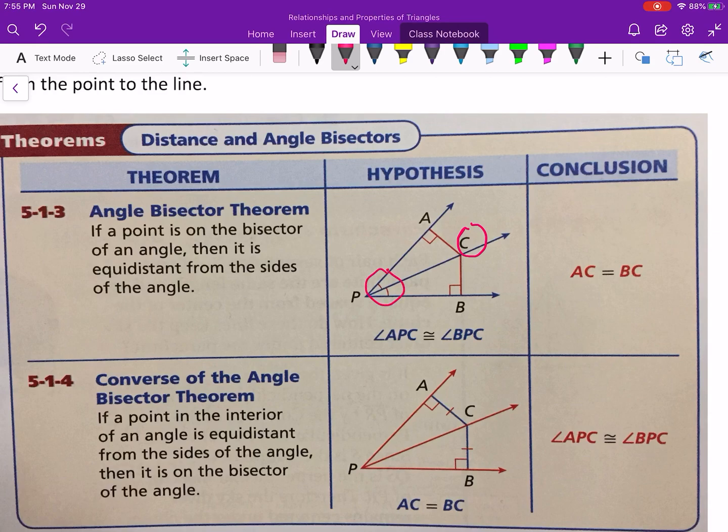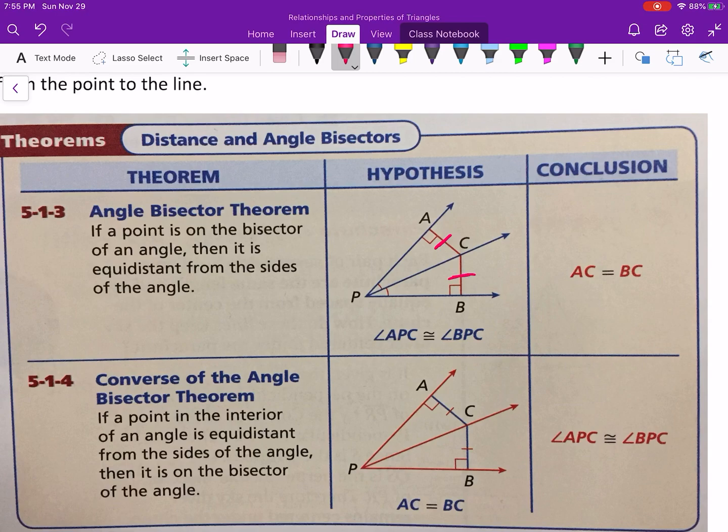And if you can see the arcs down there at angle P, we're showing you that the ray from P through C is actually cutting the larger angle into two equal parts. Or in other words, angle APC is congruent to angle BPC. All right, so we have our hypothesis. Point C is on the interior, and it is on the bisector of the angle. The conclusion is that it is equidistant from the sides of the angle. So it's telling us that AC is congruent to BC.